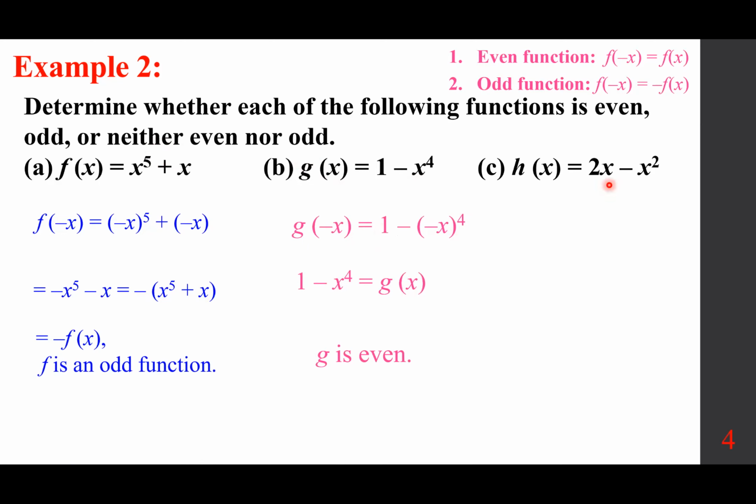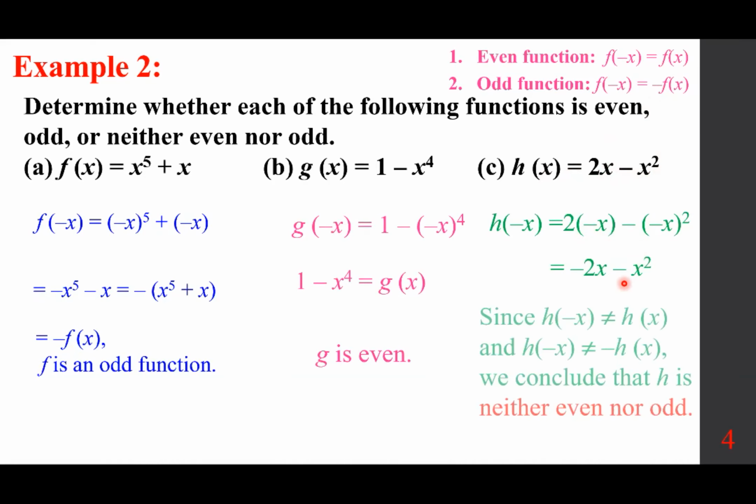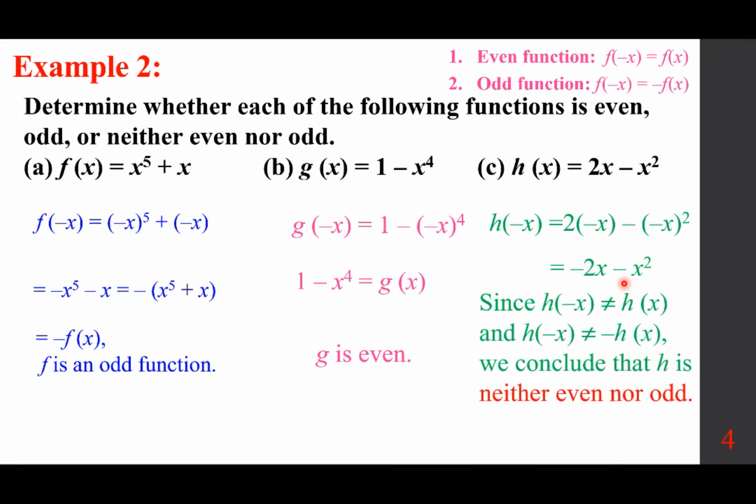Let's find h of minus x. So this becomes minus 2x. This one becomes x squared. So this minus remains. So minus 2x minus x squared. And when you compare this to the original function, is it equal to the original function? No. Is it equal to the opposite of that according to this? No. So it's neither even nor odd.